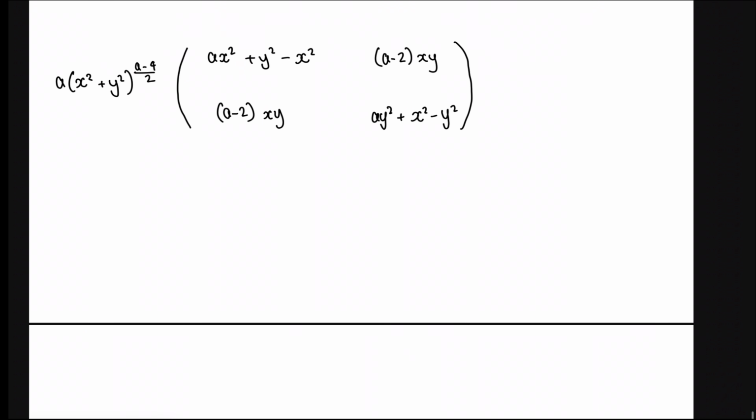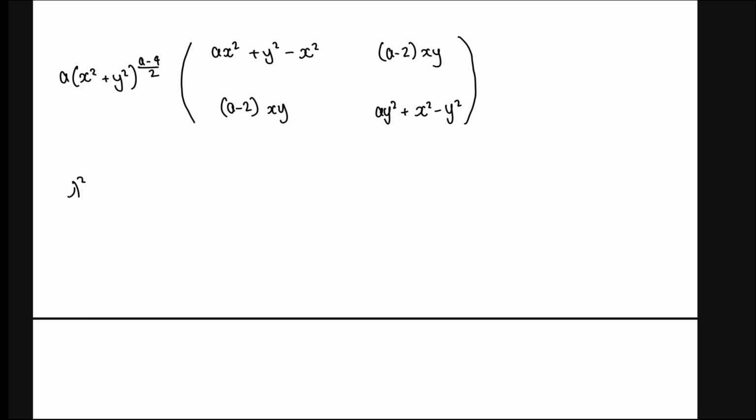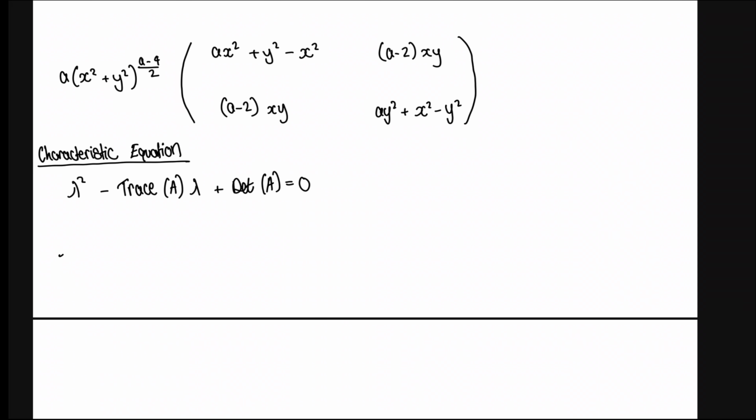Cool. So to work out the eigenvalues of this 2 by 2 matrix, I'll just use the characteristic equation, which is lambda squared minus the trace of this matrix, which I'll call A, multiplied by lambda, plus the determinant of this matrix A. So we get lambda squared minus (ax squared plus ay squared). So the trace of a matrix is just what we get when we sum the leading diagonal. So when we sum these two together, we just get ax squared plus ay squared.